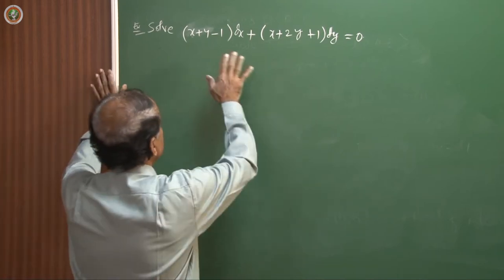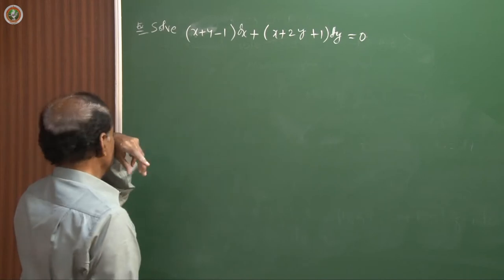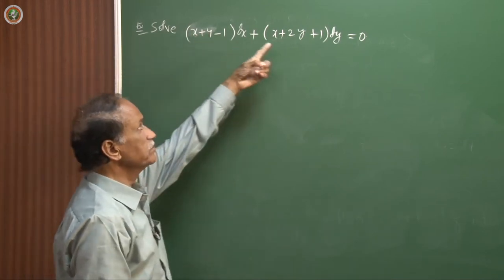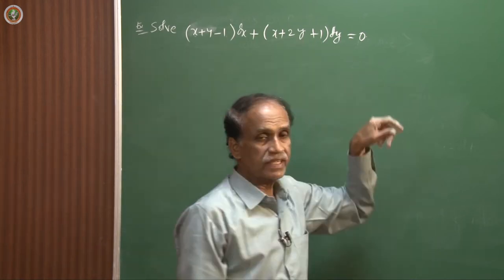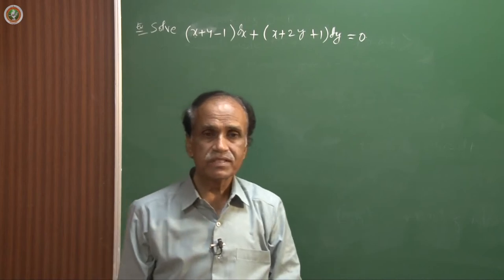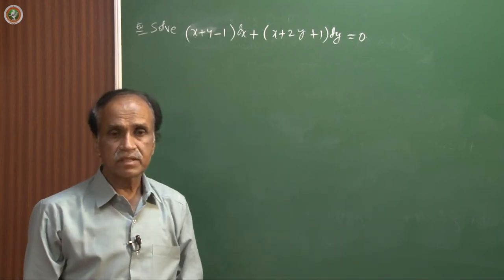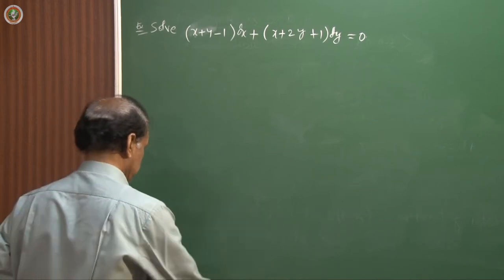And the next immediate observation is whether it is homogeneous or non-homogeneous. If it is said to be homogeneous, the degree must be the same, but here one is there and here a constant one is there. So it is not a homogeneous differential equation. Then it is certain that the problem is a non-homogeneous differential equation. Okay.